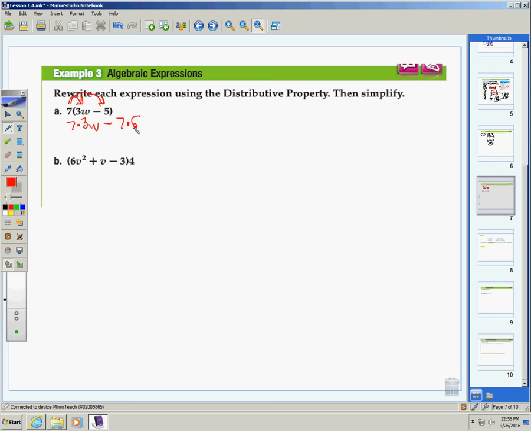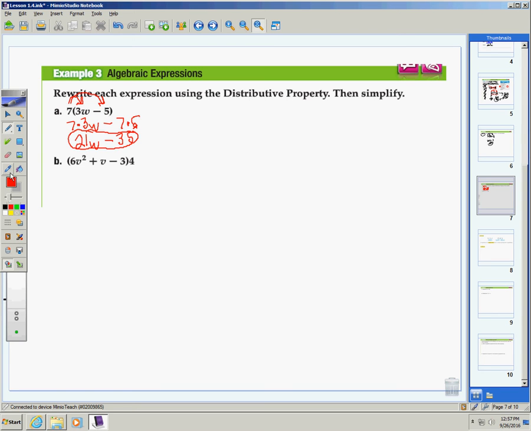And I don't expect you to show your work this thoroughly every time. I just am showing you what's actually happened. So when I do 7 times 3w, I get 21w, minus 7 times 5 is 35. So when I distributed right there, I got 21w minus 35. I just took what was outside the parentheses and multiplied it by each of the pieces inside the parentheses and kept the same sign between them.